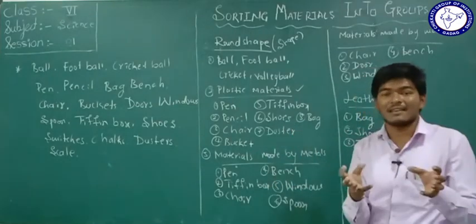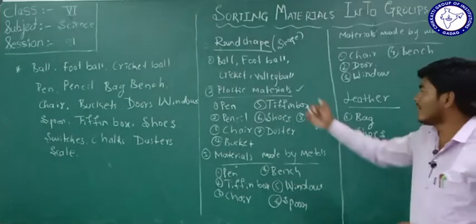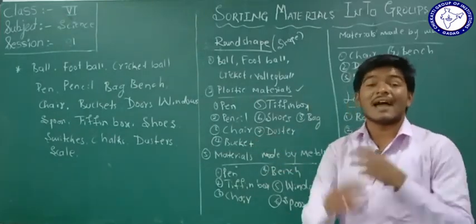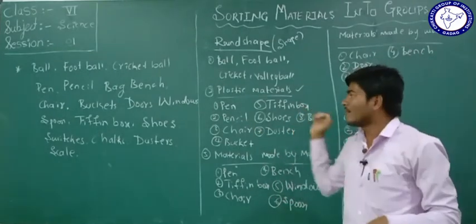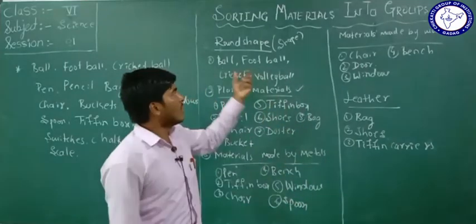What it says here is that the materials can be grouped based on the material they are made of, and also that some of the materials can be made of different materials, isn't it? I am grouping here, so it is sorting into groups.